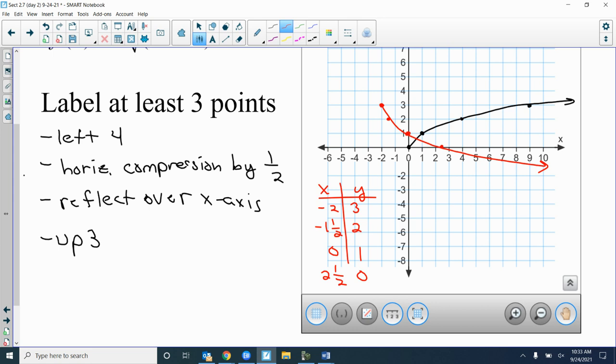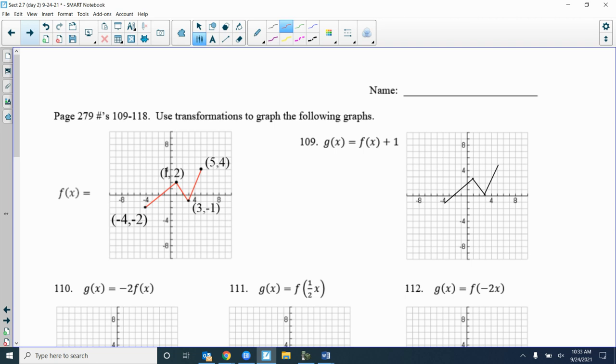All right, what I need you to do now, turn to page 279. Turn to page 279. I'm going to give you a handout here. And we're going to look at 109 through 118.